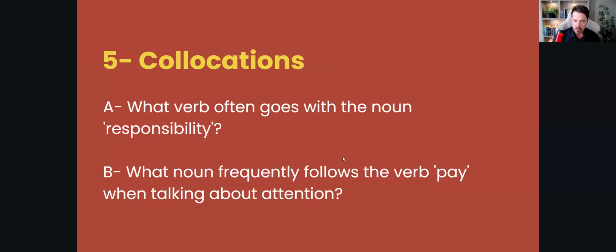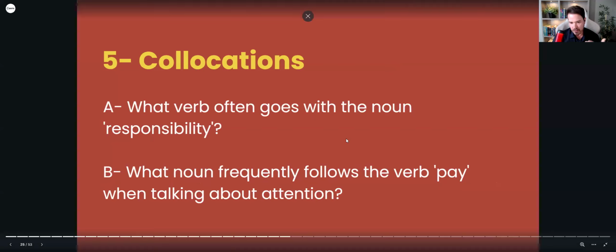but we're also focusing on the words that combine with it. For example, they have seen the word responsibility, like in a basic level lesson. What verb combines with responsibility? I mean, hoping they're going to say take, right? To take responsibility. Or what noun or word frequently follows the verb pay when you talk about attention? So you ask questions.